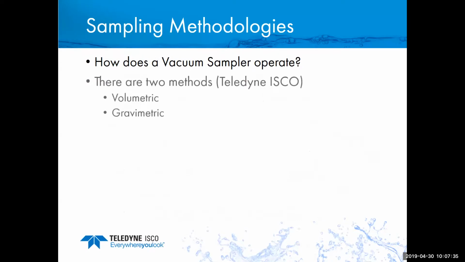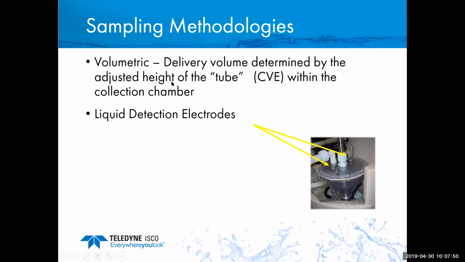So, operation of a vacuum sampler. There's two different types of vacuum samplers. Number one is a volumetric, and the second is a gravimetric. The volumetric delivery volume is determined by the adjusted height of a tube. That's our CVE model. It's within the collection chamber. There's a tube right here that you raise up and down, and that controls how much volume is delivered in each sample. There's also liquid detection electrodes that are in the top of the chamber. Once water fills the chamber and touches those two electrodes, it knows to stop the pump and stop filling the chamber.